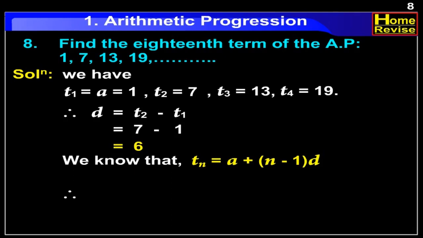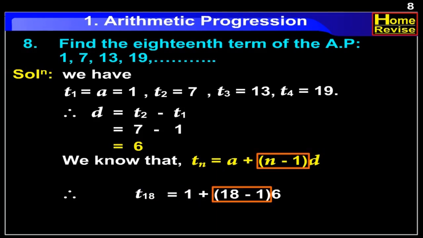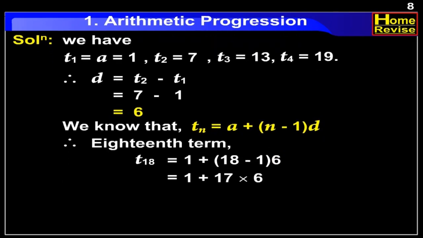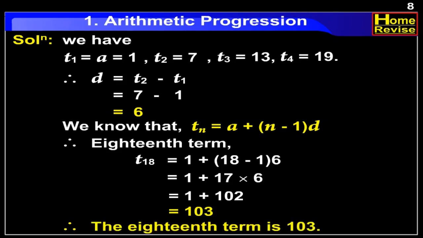The 18th term, that is T18, is equal to 1 plus in bracket 18 minus 1 into 6 is equal to 1 plus 17 into 6 is equal to 1 plus 102, which is equal to 103. Therefore, the 18th term is 103.